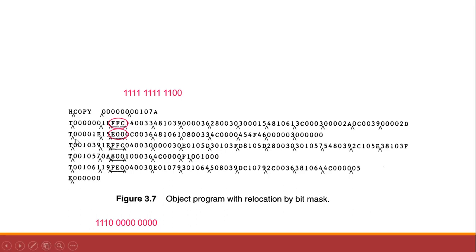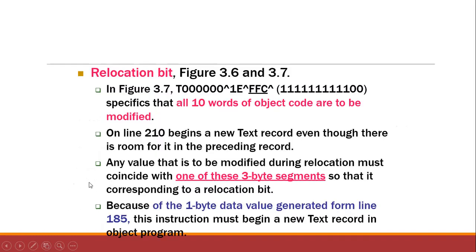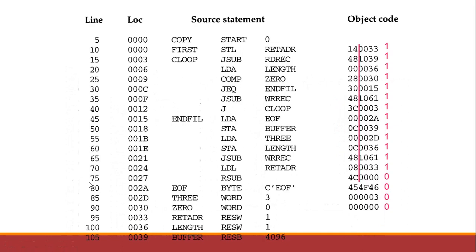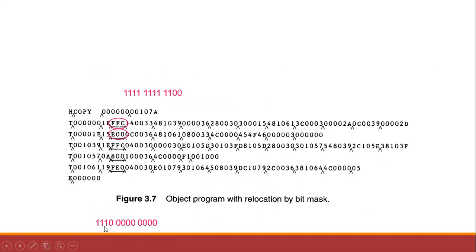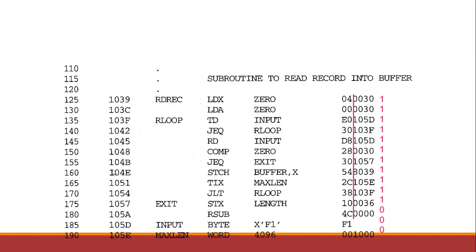Now we'll consider the next text record, E00. E00 covers line number 60 to here, till here. So 1 1 1 and the others are 0. Only 3 object codes need to be modified, the others are 0. So in hexa it will be E00. Like this you have to write for all the text records. So this is the relocation bit.